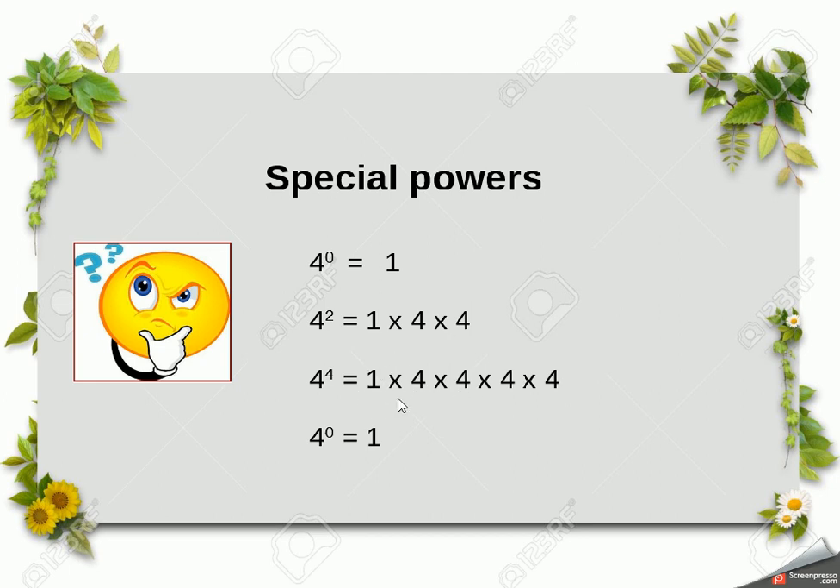We don't actually write this 1 times because any number times 1 is just the number, so it's kind of invisible and disappears. However, when we've got a number to the power of 0, it's 1 times, well, not the number at all. So we just leave it at 1. All you've got to remember though is any time you have a number to the power of 0, don't write that, write 1.